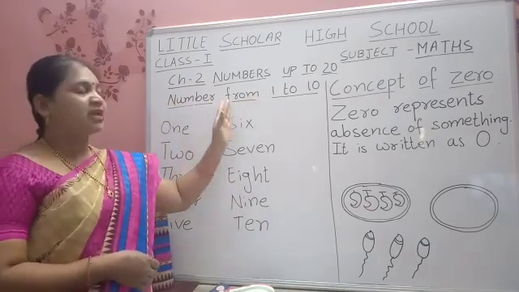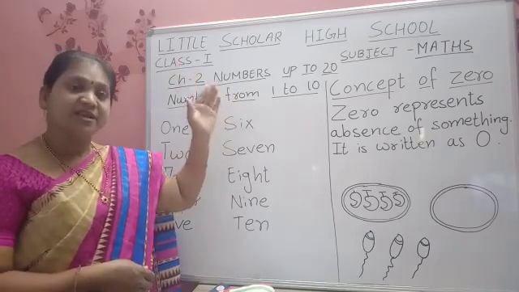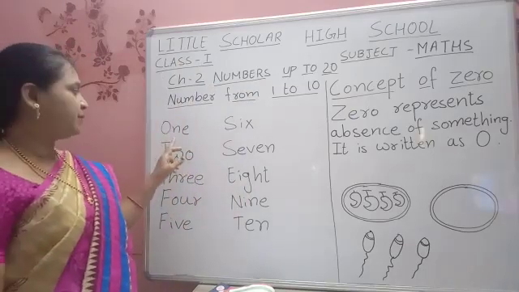Yes, 1 to 10 on one paper in a straight line. You will write 1 to 10 in a straight line on one single paper.